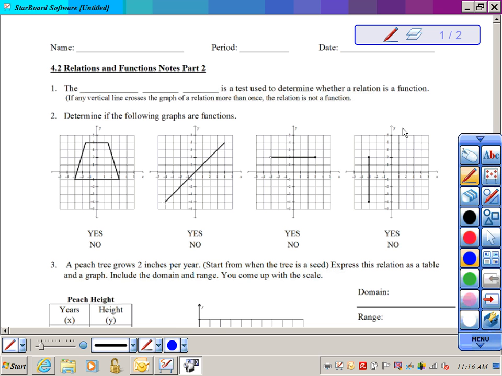This is 4.2 Relations and Functions, Notes Part 2. Number 1, the vertical line test.